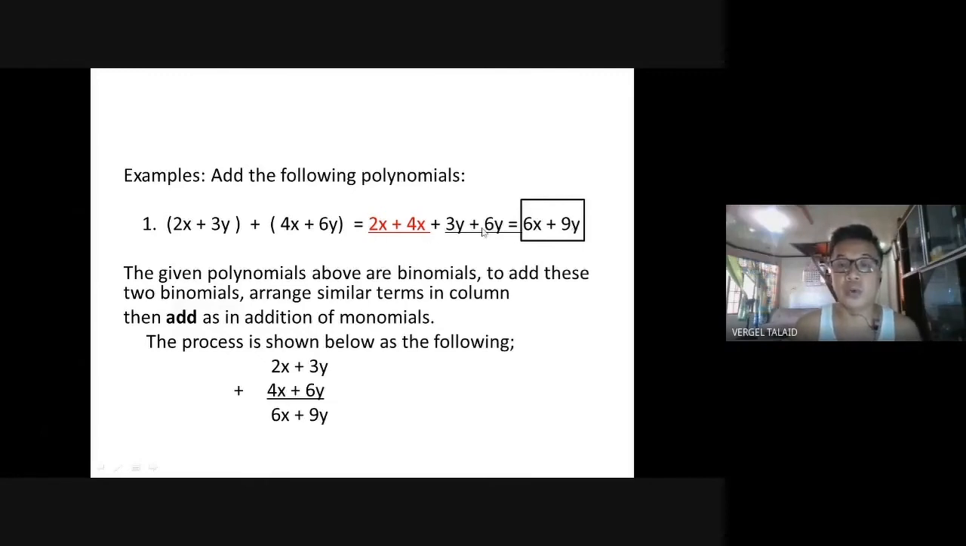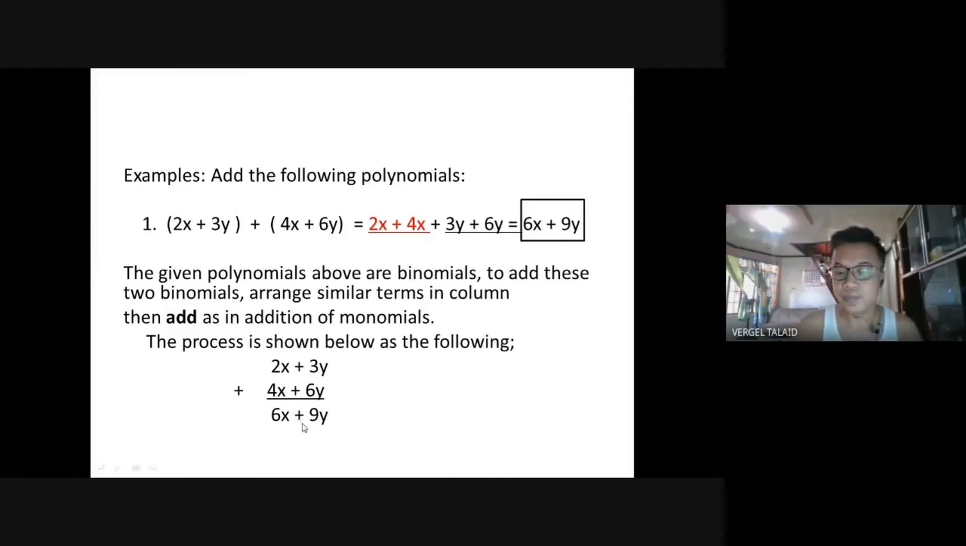Or you can also arrange in column form. So we have 2x plus 3y. You are going to align 4x to 2x, and you are going to align 6y to 3y. So 2x plus 4x, like signs, add, copy the common sign. We have 6x. 3 plus 6 is 9y. Since this is positive, you are going to write here plus 9y. In 6x, you don't need to write plus before 6 because it is the first term, so it is understood to be positive 6x. But if it is in the second term, you are going to write plus 6y. So our answer is 6x plus 9y.